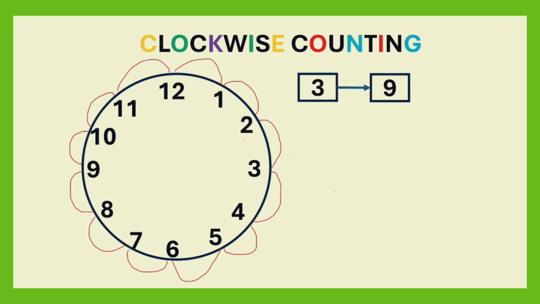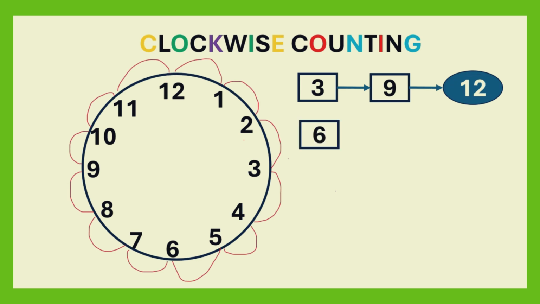3 to 9. This is telling us 9 numbers from 3. What will be the 9th number from 3? You come to 3, and from 3 you count 9 numbers away. So you begin 1, 2, 3, 4, 5, 6, 7, 8, 9. So the 9th number away from 3 is 12.